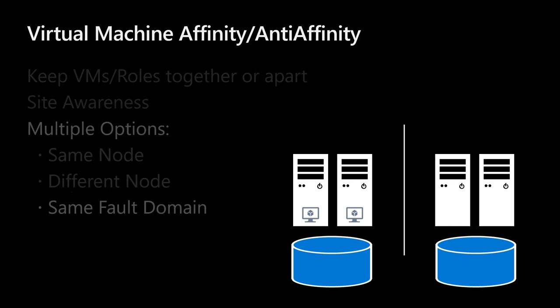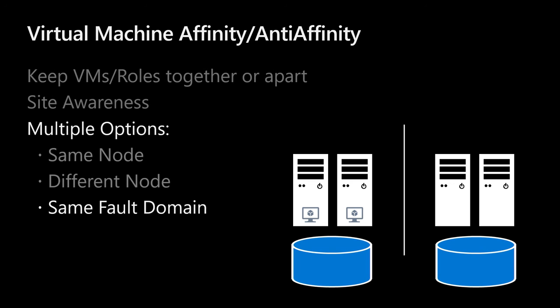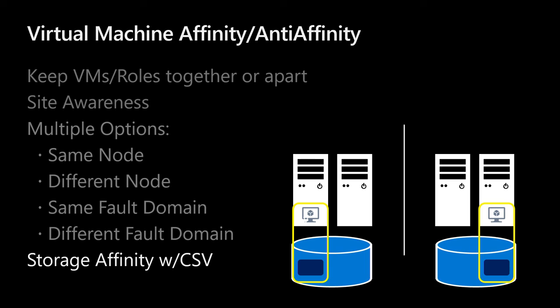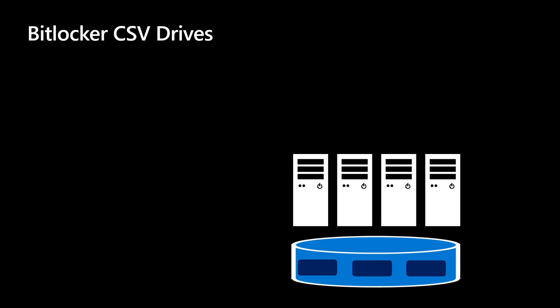Okay? We also have same fault domain, so we want these to always be on the same site. If I move this VM over here, this VM's going to follow it and move as well. So we're going to keep everything together. And of course, we've got different fault domains. My domain controllers, I want to be on different sites. And we also made storage affinity. If you want VMs tied to the same CSV, we can do that as well. The same thing with anti-affinity if you really wanted to.